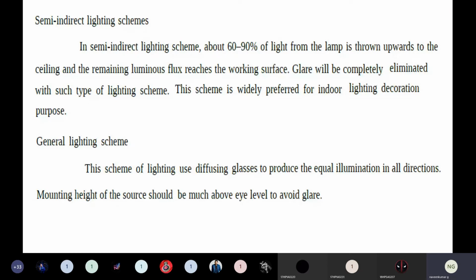So this type of lighting scheme uses diffused glasses to produce equal illumination in all directions. Whenever the light passes through this frost or diffused glass, it refracts in multiple directions, so that the illumination is not focused but rather distributed. The mounting height of the source should be much above your eye level for elimination of glare. Okay, so this is your general scheme.